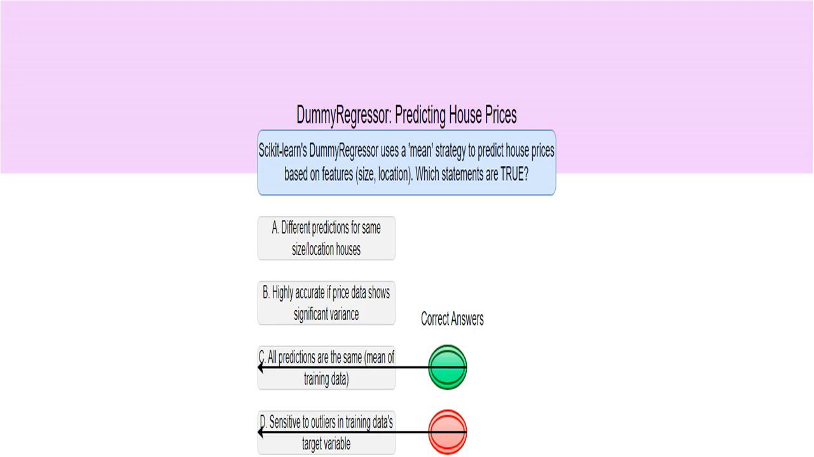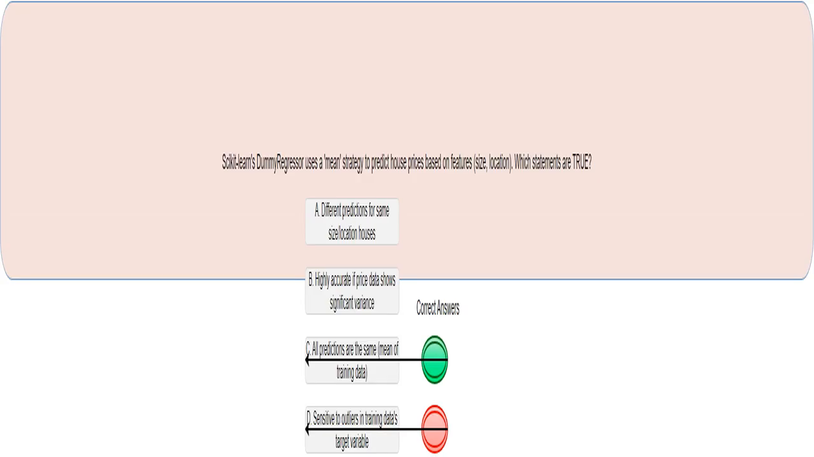This problem focuses on understanding how DummyRegressor from Sklearn, specifically using the mean strategy, predicts house prices. I'll explain what that means and how it affects the predictions. The DummyRegressor is a simple machine learning model. When I use the mean strategy, it calculates the average house price from the training data. Then, it uses that average to predict every house price, regardless of the house features such as size or location.